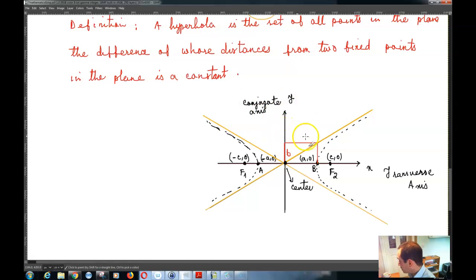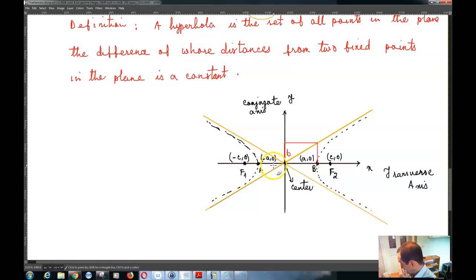The points at which the hyperbola intersects the transverse axis are called the vertices of the hyperbola, which are these two points over here. And the distance between the two foci, as we said, is denoted by 2c. The distance between the two vertices is denoted by 2a, as you can see over here. It's pretty clear the way that I've written it.